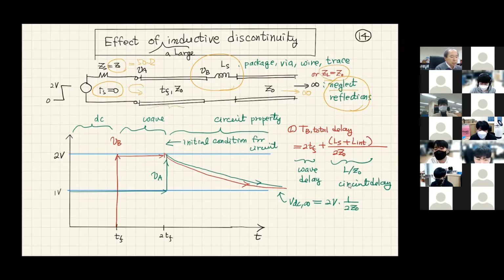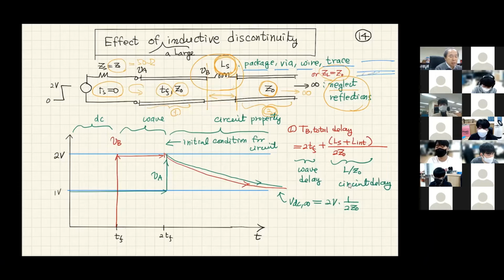And we have two sections of transmission line, number 1 section and number 2 section. In the number 1 section, we have time flight L, time and transmission line impedance. In the section of 2, we have another transmission line with the impedance G0. But when we are connecting this transmission line section 1 and section 2, I'm assuming that we have very large inductance. Usually this inductance is coming from package or via wire or traces.